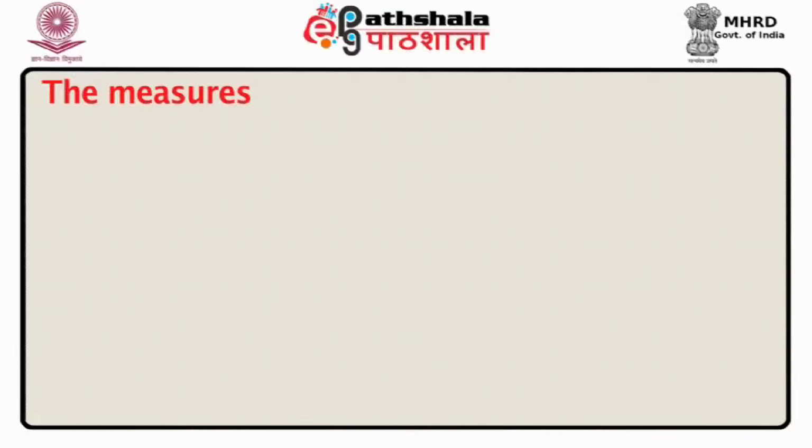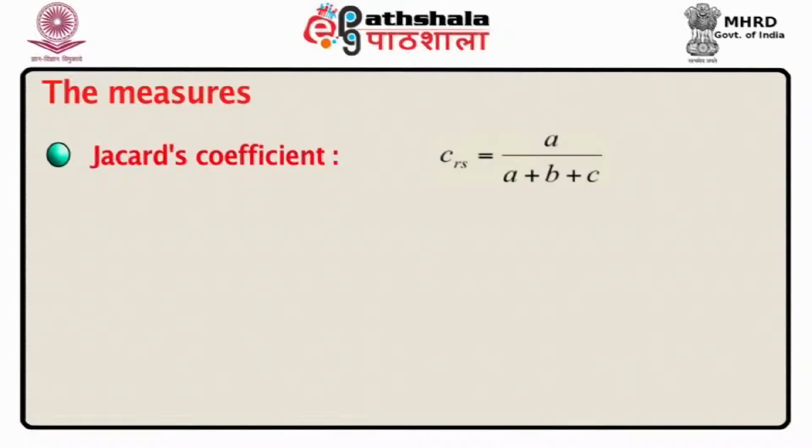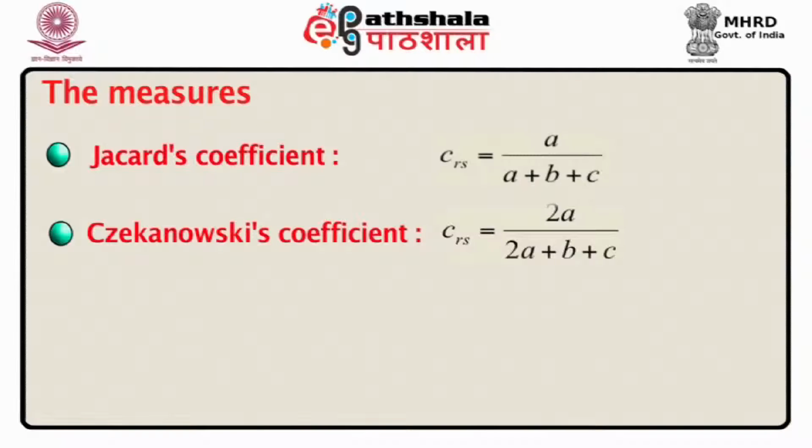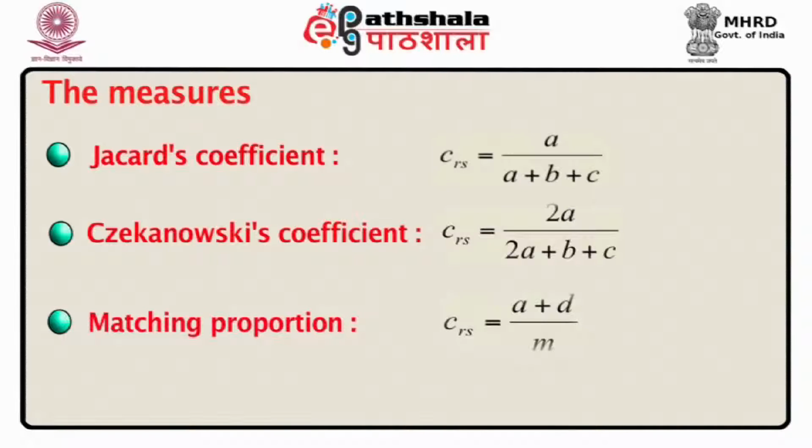The first of these is the Jaccard's coefficient, given by C(R,S) equal to A divided by A plus B plus C. Note that D is left out. I will come back to this later on. Another measure is the Czekanowski's coefficient. In this case, C(R,S) is given by twice A divided by twice A plus B plus C. And finally, a third type of measure, which is slightly different from the previous two, is the matching proportion. In this case, C(R,S) is equal to A plus D divided by M.